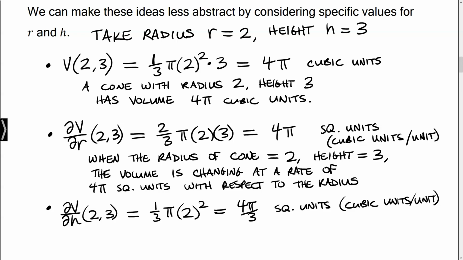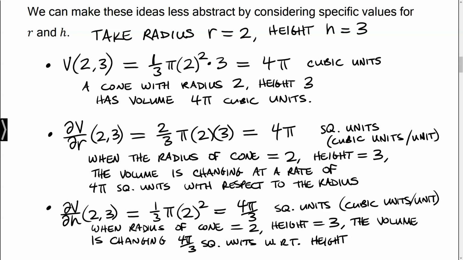Because for every little change in the radius that I give, that's going to increase the volume 4 pi times that. Whereas if I change the height that much, it's only going to change it 4 pi over 3, 1/3 as much. So for this value of r and h, changing the radius changes the volume faster than changing the height the same amount. Okay, so that's what that's saying.